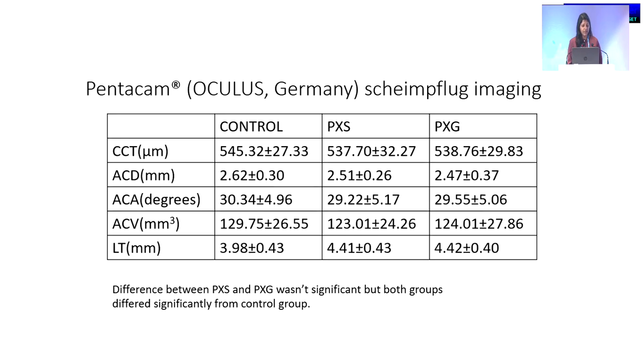On Pentacam Scheimpflug imaging, the anterior chamber parameters of anterior chamber depth, anterior chamber angle, and anterior chamber volume all varied between the three groups. The differences between the pseudoexfoliation syndrome and pseudoexfoliation glaucoma groups were not that significant, but compared to the control group, the anterior chamber parameters had significant differences. All these differences were related to the gradual thickening of the lens. That is, the lens thickness has gradually increased from the control to the pseudoexfoliation groups.